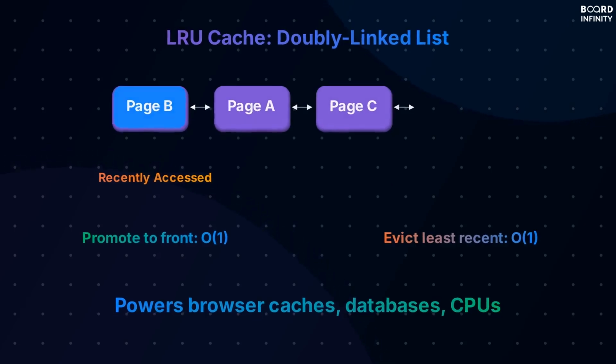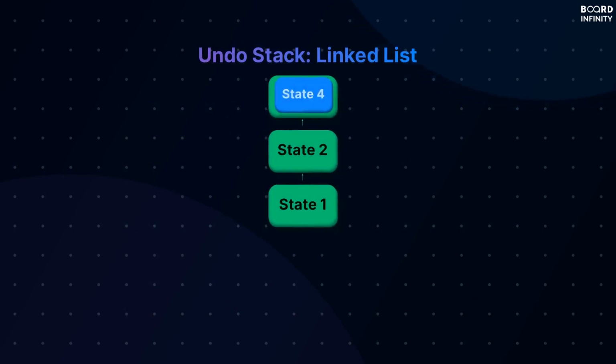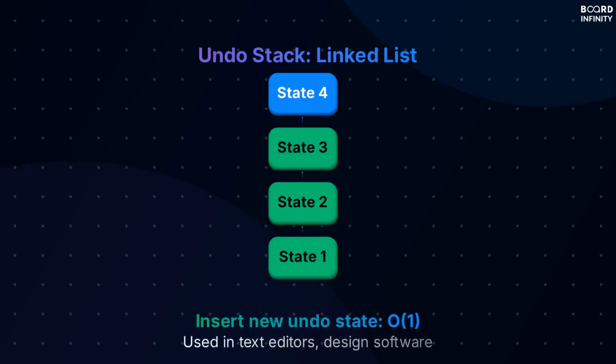Text editors use linked lists for undo stacks, allowing you to insert new undo states without shifting existing history. This is crucial for applications like text editors or design software where users frequently modify their work and need to revert changes quickly and efficiently.